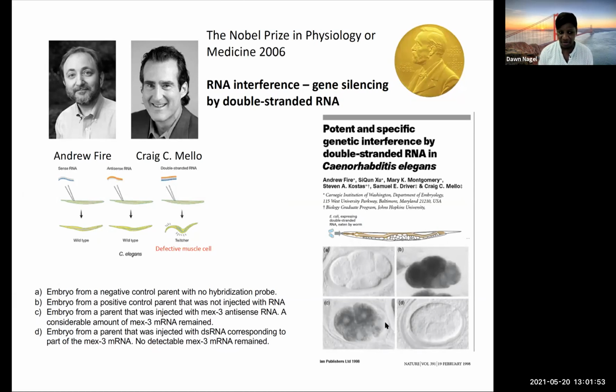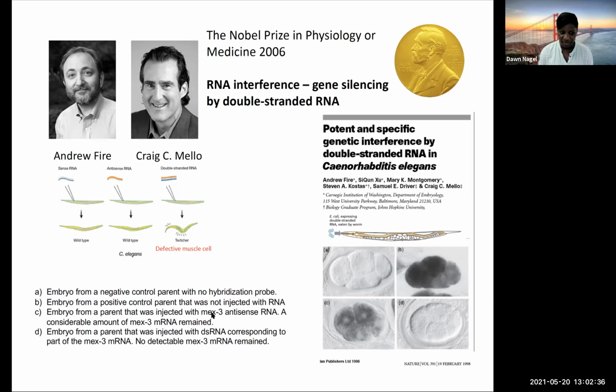Similarly, when you look within the embryos of the C. elegans, what you see is that again, expressing double-stranded RNA, you're feeding it into the worm, you look within the cell, what's happening. Here is where it's a control, right? It's an embryo with no anything introduced into it, right? So it's just looking for the expression of the gene. It's kind of a negative control. In B, you have a positive control. So this is a parent that was not injected with the RNA, right? So there's no RNA, okay?